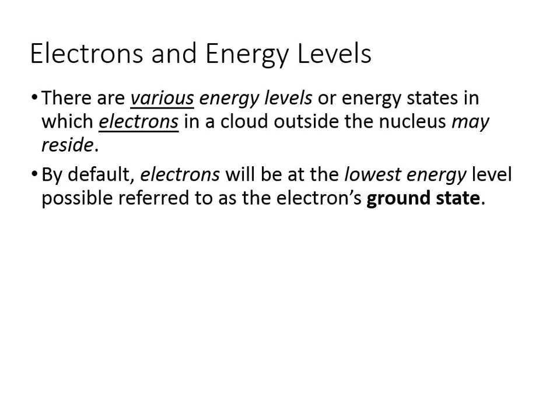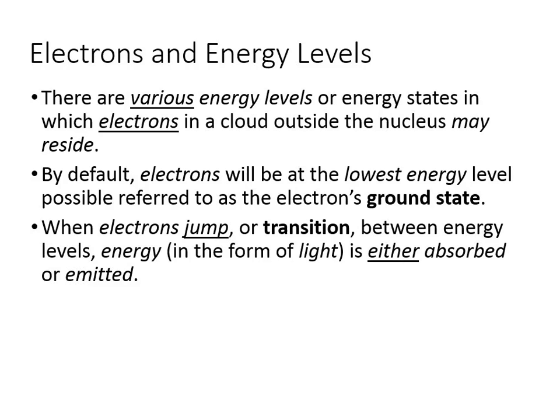Electrons like to be couch potatoes. Electrons like to be hanging out in their lowest energy level possible. Electrons can be promoted or transitioned to a higher energy level. So I go like this, and then I go like this. So they're promoted. There's nothing in between for electrons to be at. They're either at the ground state, or a higher energy level, or even a higher energy level.